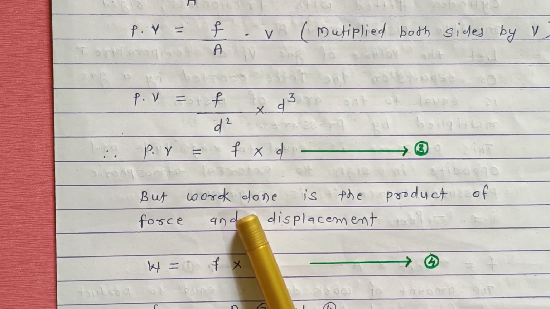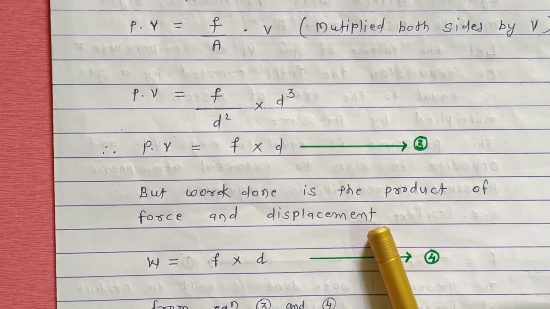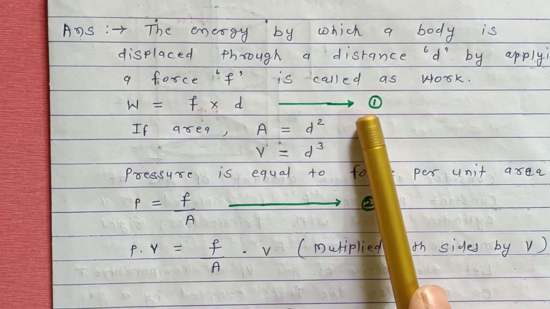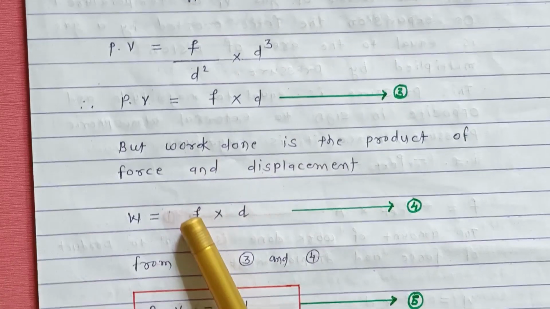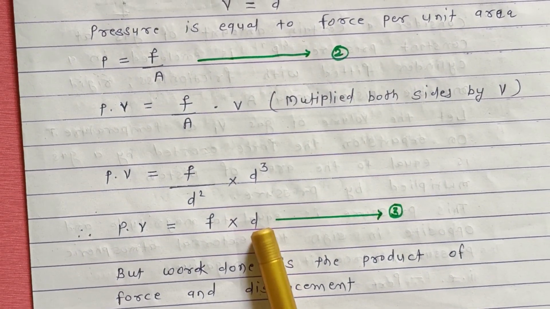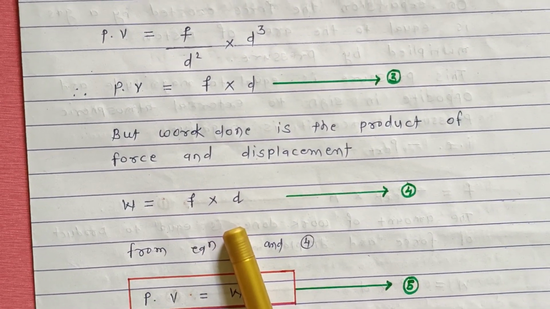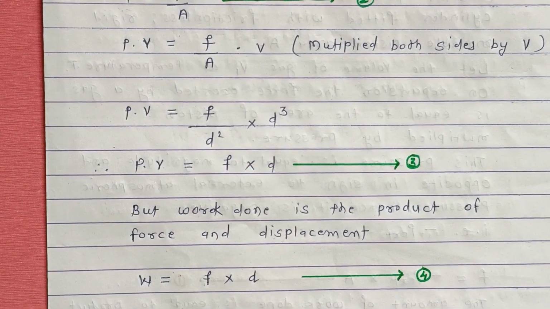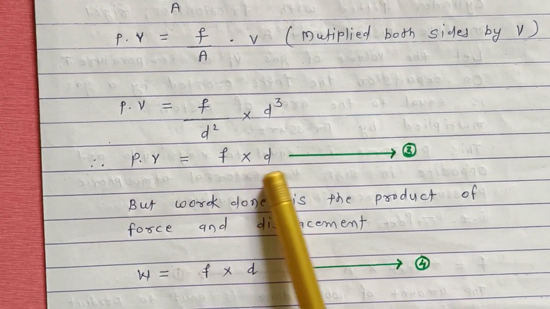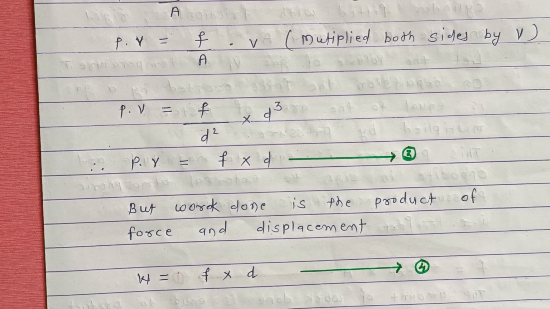But work done is also defined in a different way. The work done is the product of force into displacement. We have seen in equation number 1, W is equal to F into D. So equation number 3 is having F into D, and this term F into D is now replaced by W. So in equation 4, W is equal to F into D, placed in equation 3. Equations 3 and 4 combined result in P into V is equal to F into D, but F into D is equal to W. Therefore, P into V is equal to W.